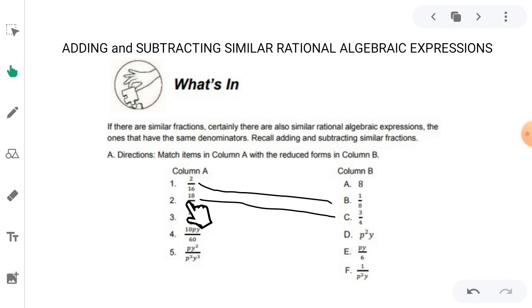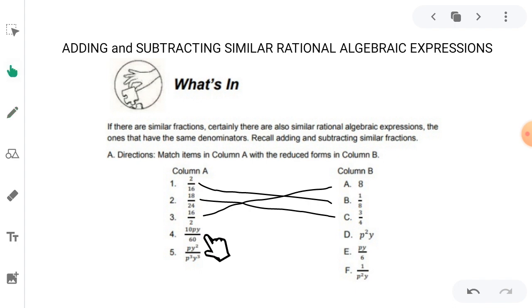How about number 3? 16/2. Since 16/2 is an example of improper fractions, kung improper fractions, tignan natin kung pwedeng i-simplify. 16/2. So 16 divided by 2 is 8. So the answer is letter A. So how about number 4?